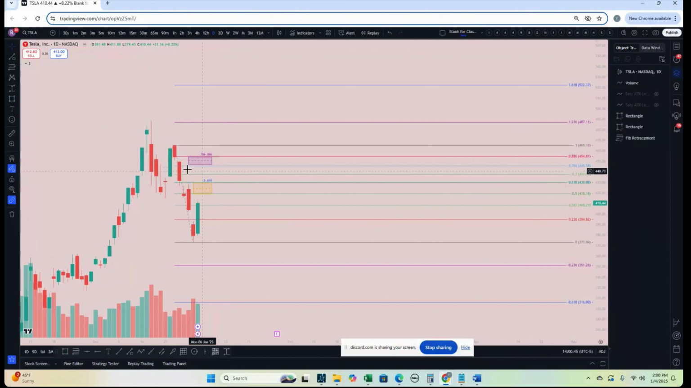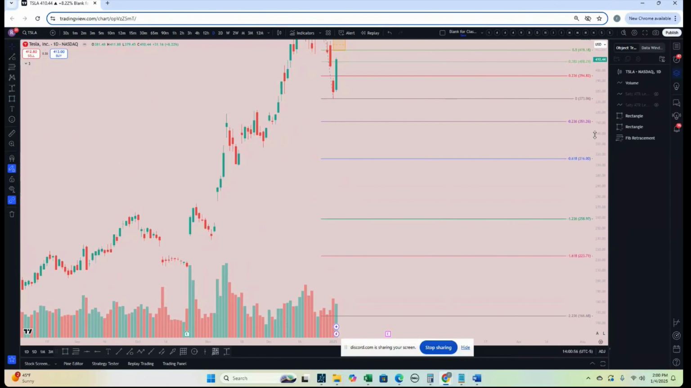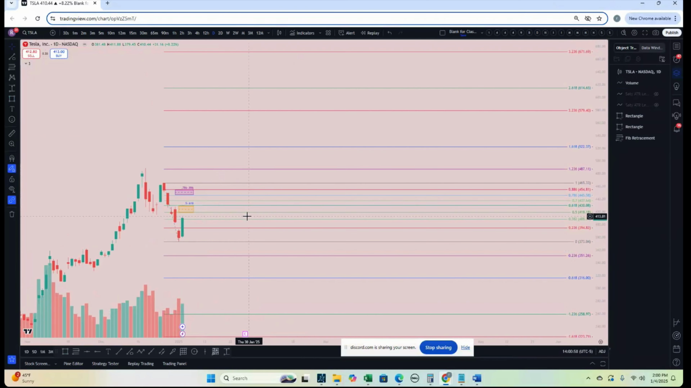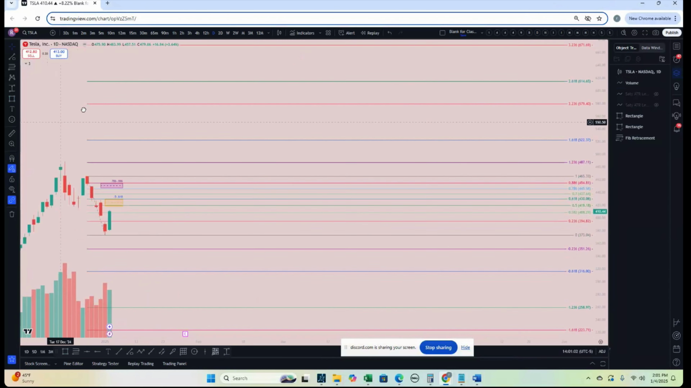Say if you're trying to get in, if you believe we're going down, maybe you start a position here or you start a position up here. I would say start up here with Tesla being on a long-term move up. That's how I would play it. I wait until we get to this 0.786 level, then come back down.